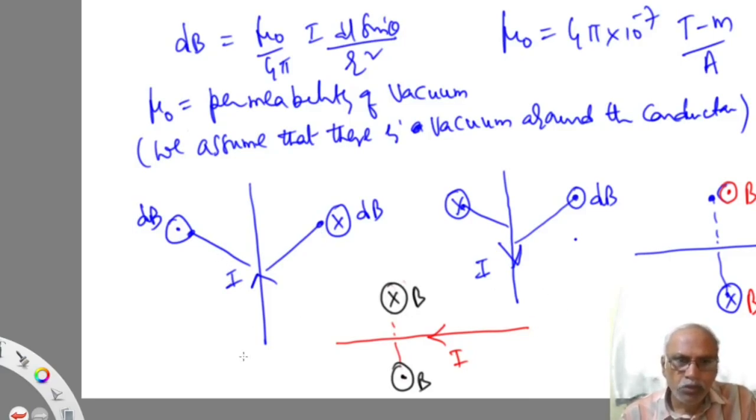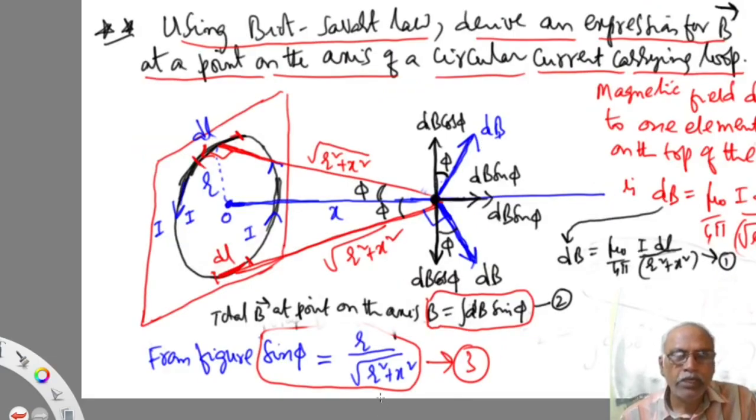You should know how to decide the direction of the magnetic field around a conductor. Then we did using Biot-Savart law. We derived the expression for the magnetic field at a point on the axis of a circular current carrying loop.